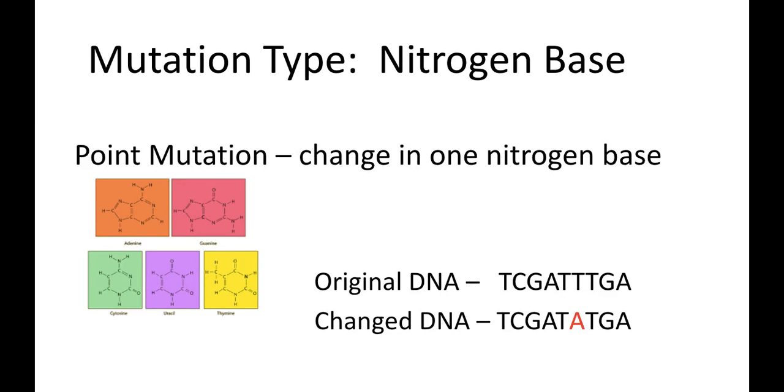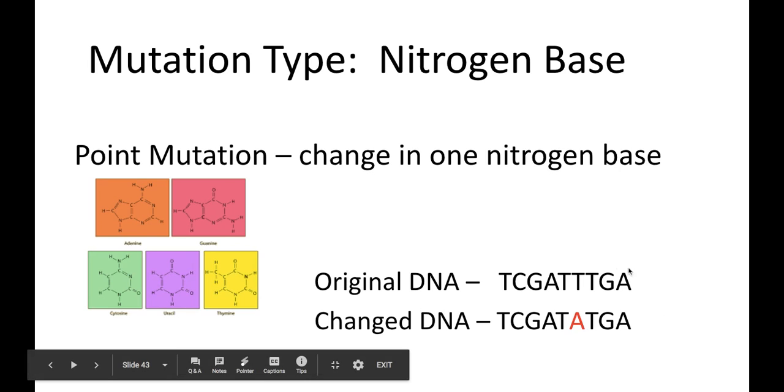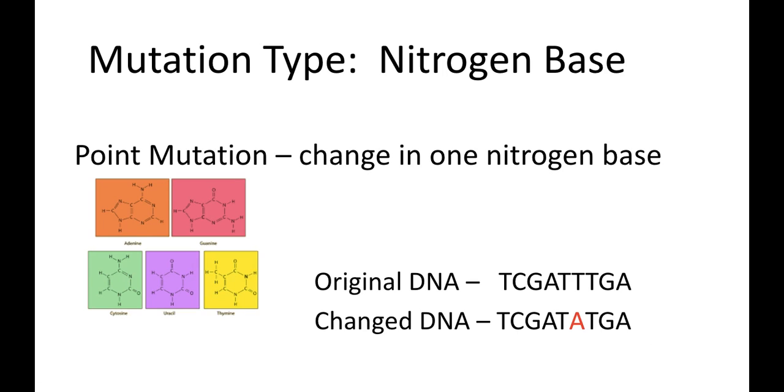So let's talk about our nitrogen base mutations first. So the first type is a point mutation, which I think is easy because I can point at the specific nitrogen base that changed. So here I can see my original DNA and I can point and say, all right, this T changed to an A. So I can see the specific nitrogen base that changed from one letter to another.